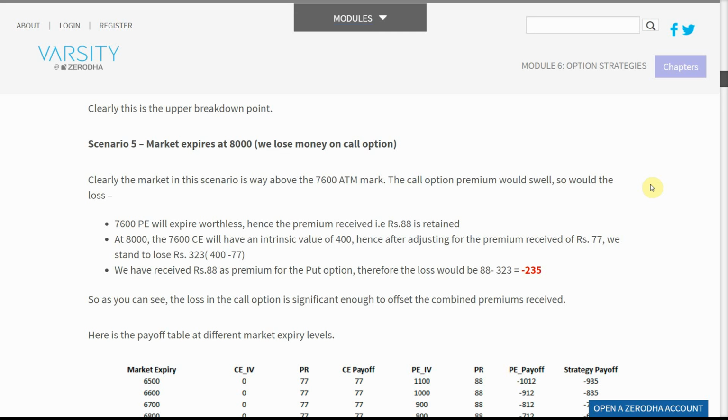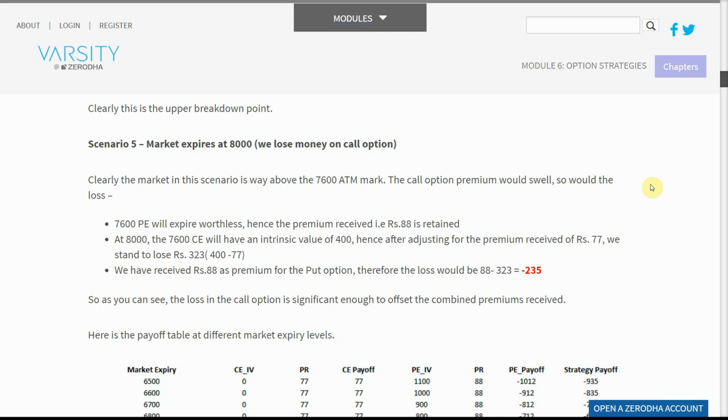Hence the premium received, i.e. 88 rupees, is retained. At 8,000, the 7,600 CE will have an intrinsic value of 400. Hence, after adjusting for the premium received of Rs. 77, we stand to lose Rs. 323, 400 minus 77. We have received 88 rupees as premium for the put option. Therefore, the loss would be 88 minus 323 equals minus 235. So as you can see, the loss in the call option is significant enough to offset the combined premiums received.